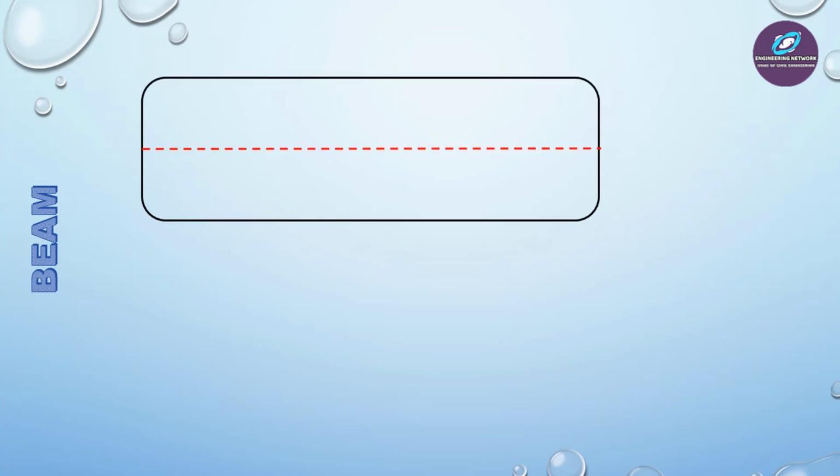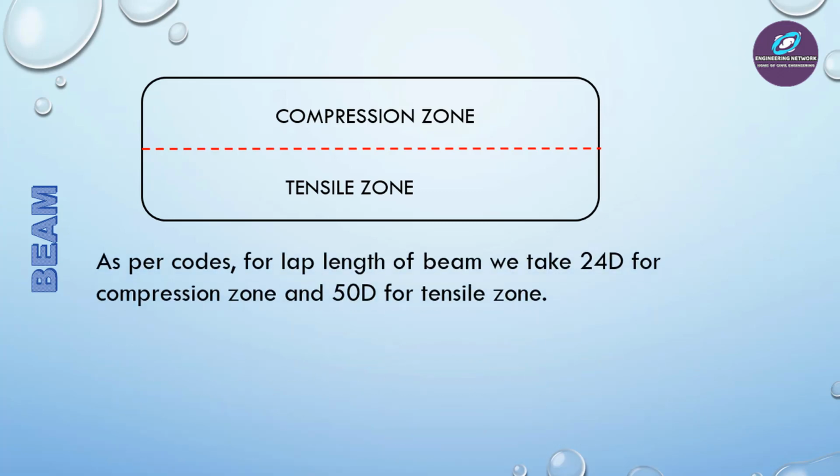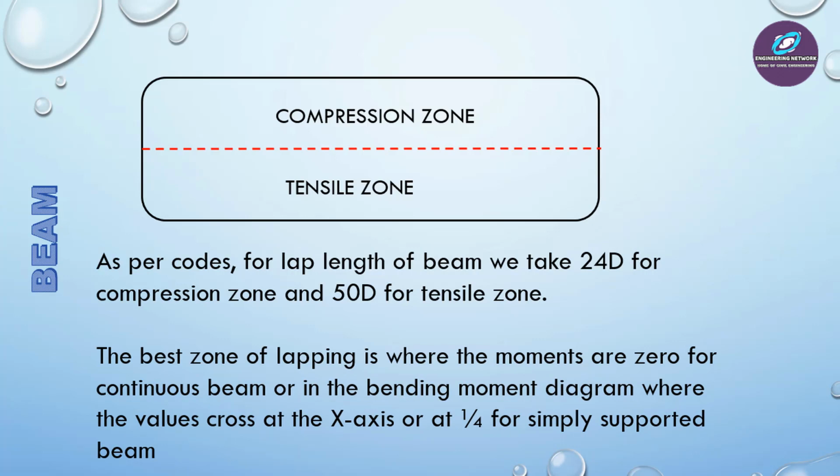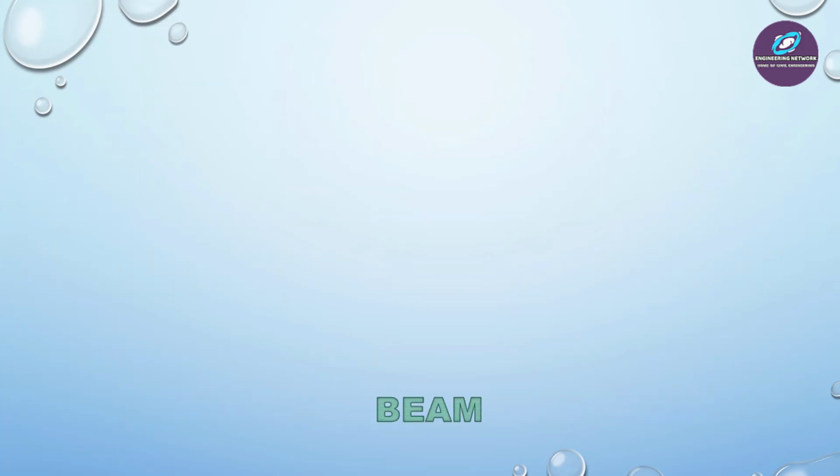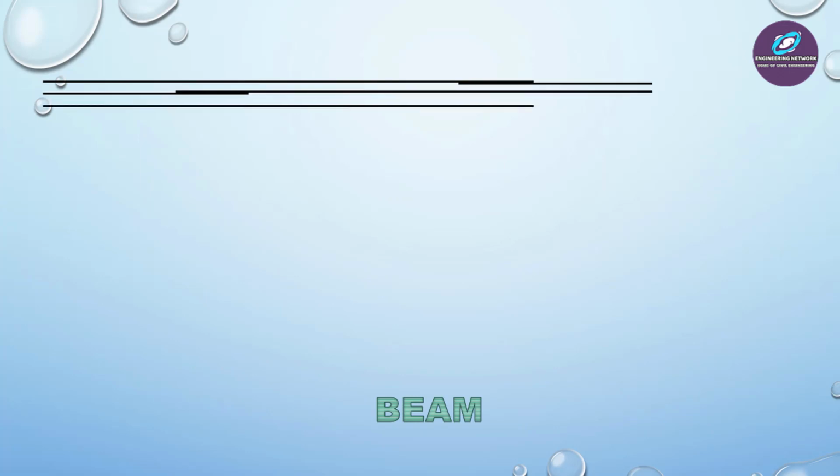Now we will talk about lapping in beam. As you know, beams have two zones. One is the upper zone, which is called compression zone, and the second one is the lower zone, which is called tensile zone. As per the codes for lap length of beam, we take 24D for compression zone and 50D for tensile zone. The best zone of lapping is where the bending moment is 0 for a continuous beam, that is, in the bending moment diagram where the values cross the x-axis, or at 1/4 for a simply supported beam. In simple words, the lap length of beam in compression zone is 24D and in tension zone is 50D.